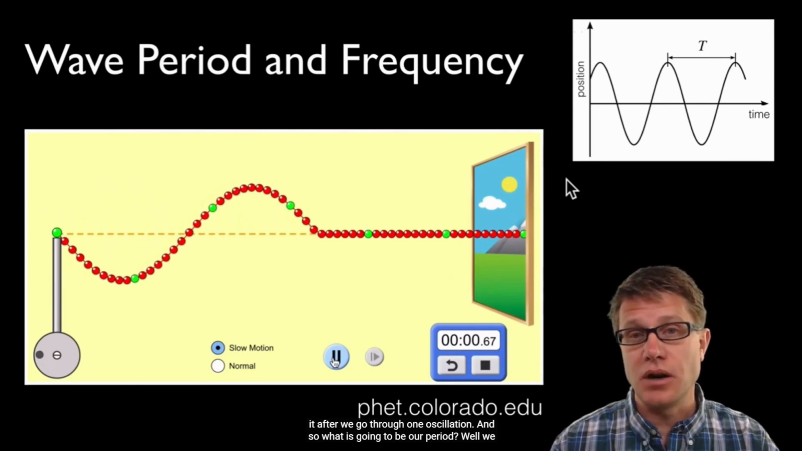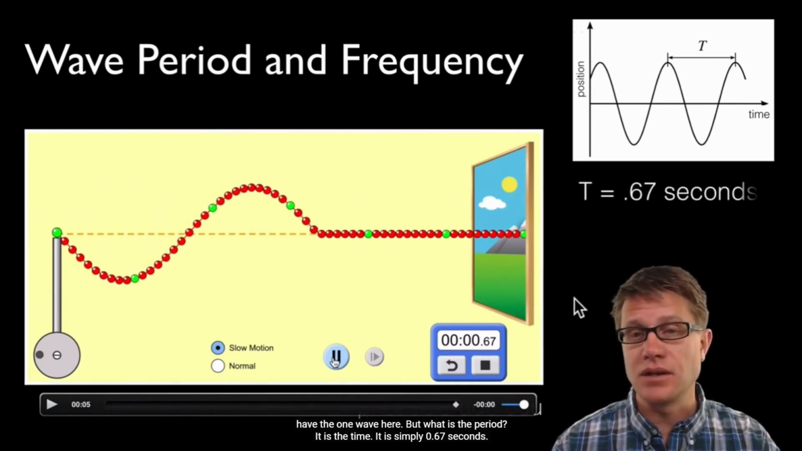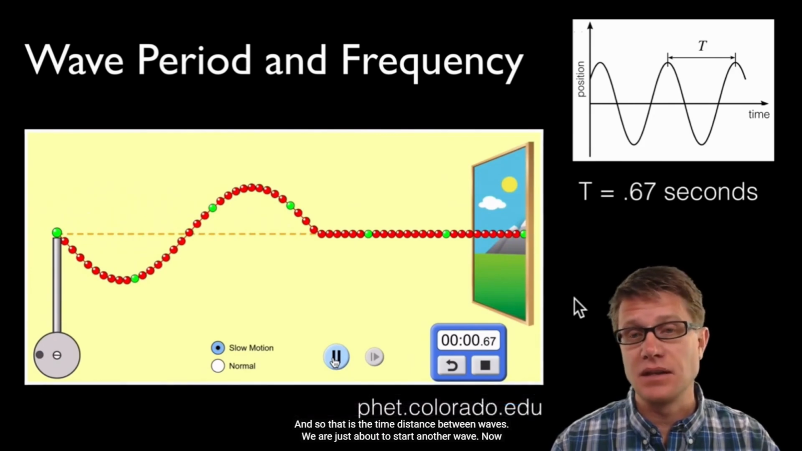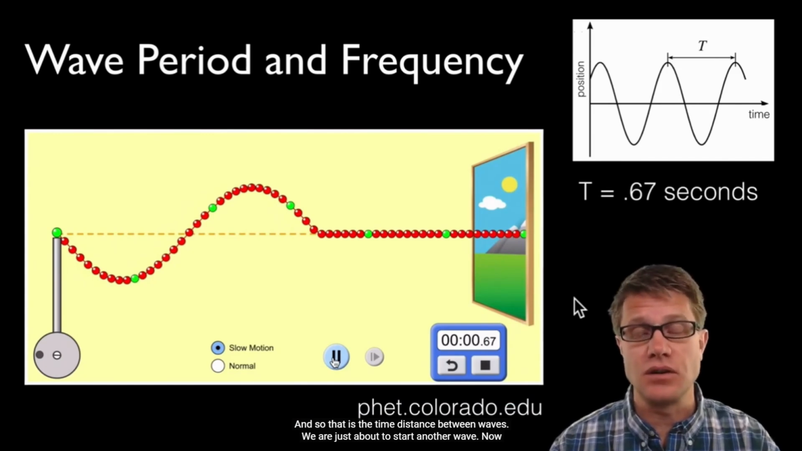And so what's going to be our period? Well, we've got the one wave here, but what's the period? It's the time. It's simply 0.67 seconds. And so that's the time distance between waves. We're just about to start another wave.